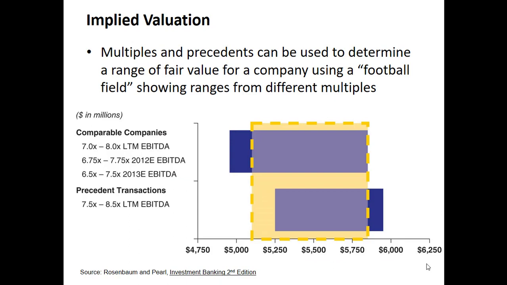Armed with the results of these multiples, we create what is called a football field, where we look at the range of valuation for our company based on the different multiples. Notice that we're looking for an overlap between the valuation implied by the different multiples. This overlap is not going to give us a point estimate, it is going to give us a range of fair value for the company.